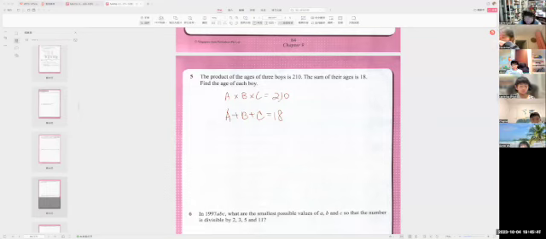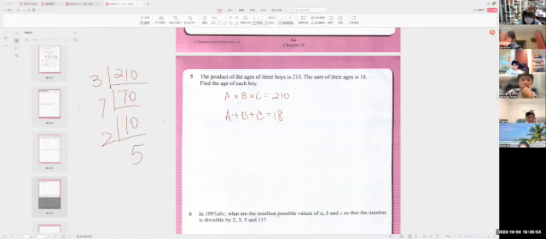Okay, so I'm going to explain this one. 210 divided by 3 equals 70. Divided by 7 equals 10, and divided by 2 equals 5, right? So you know 210 equals 2 times 3 times 5 times 7. If you take a look at this one, times together equals 6, right?